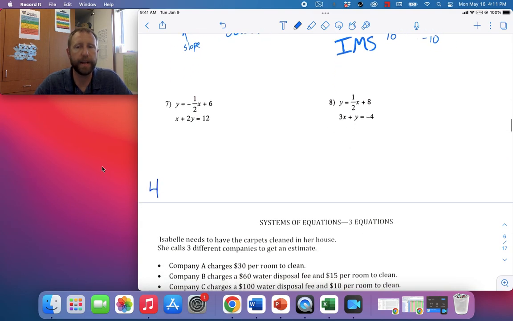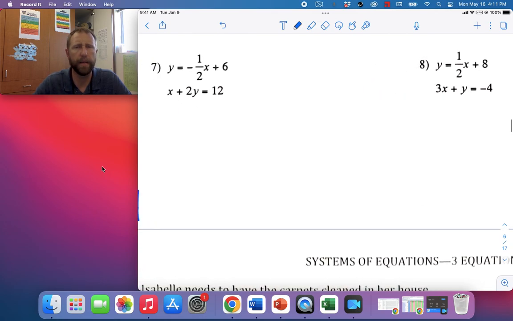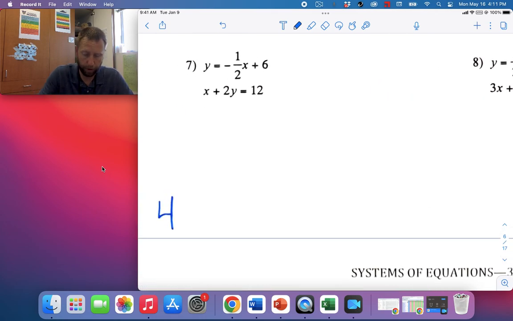And then for 7 and 8, you know the slope for the top equation, you know the y-intercept for the top equation. What you don't know is the slope and the y-intercept for the bottom equation. So let's get y by itself. I mean, this practice is good. So I'm subtracting x, get rid of the x term first. I've got 2y equals -x plus 12.